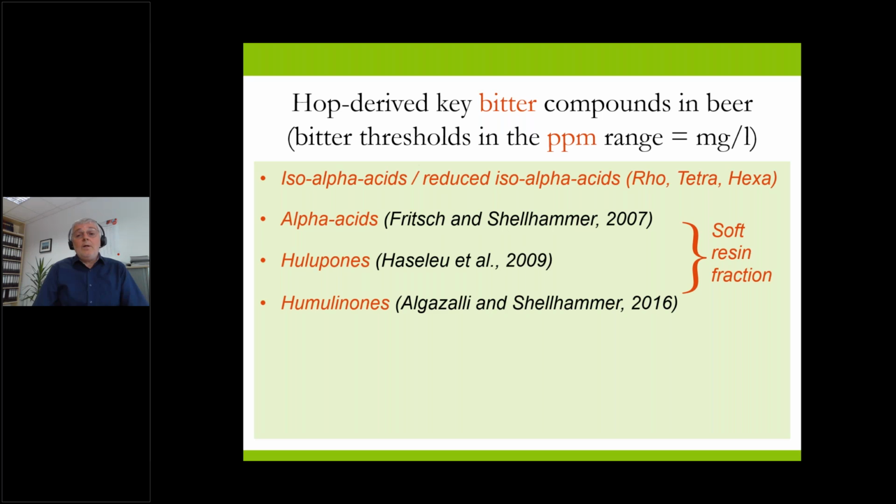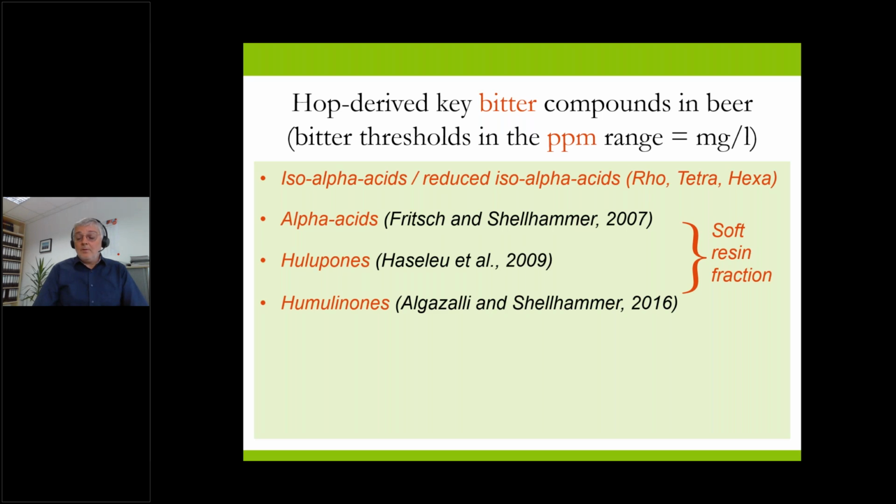These three compounds are from the so-called soft resin fraction of hops. And the alpha acids are then converted during wort boiling to the iso-alpha acids, so they also count to the soft resin fraction. All these compounds have bitter thresholds in beer in the range of 5 to 15 milligram per liter.